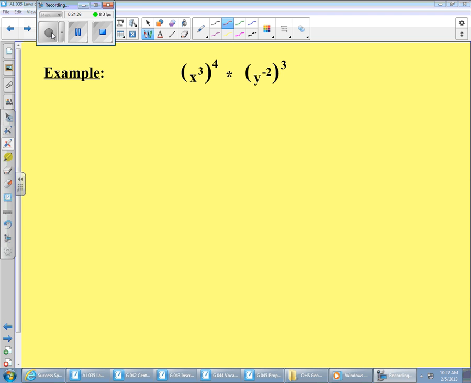How about law 3? Do we have an exponent raised to another exponent? Yes, we do. So what's the rule? What do you do when you have an exponent raised to another exponent? You multiply, exactly. So x is going to eventually be raised to the 3 times 4 power. And what's happening with the y's? Same thing. We've got law 3, exponent raised to an exponent. So y is going to be raised to the negative 2 times 3.